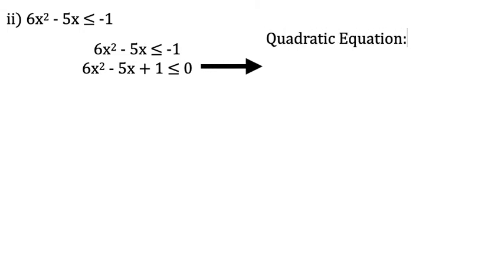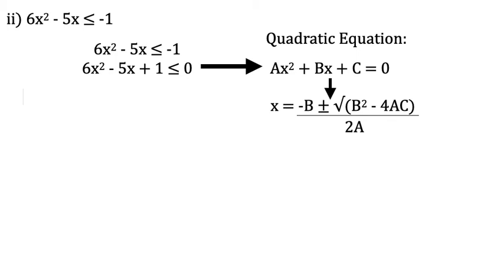That is, a times x squared plus bx plus c equals 0. In order to solve this, we need to do something which is called completing the square. Let's take the abstract quadratic equation as an example. You have ax squared plus bx plus c equals 0.